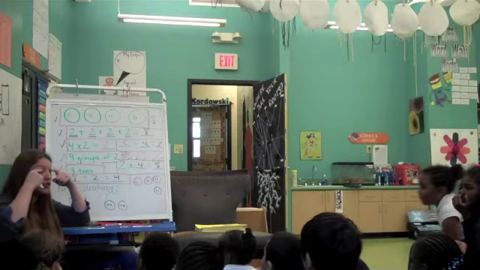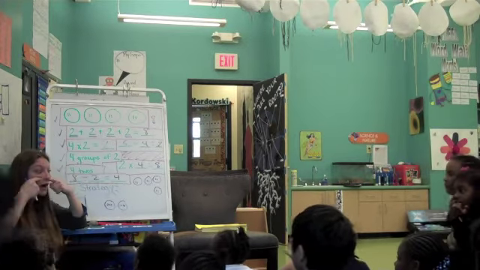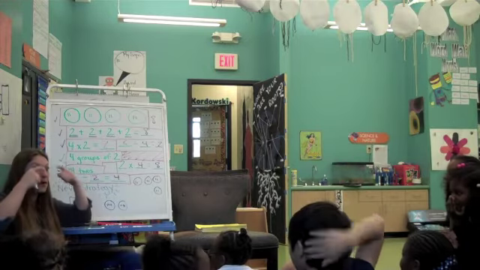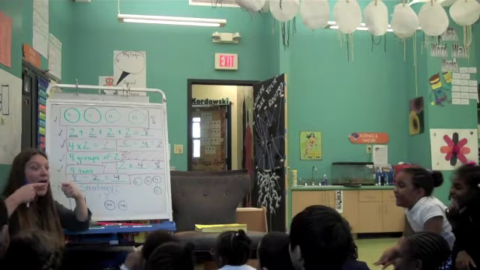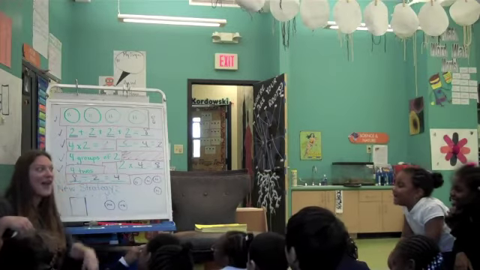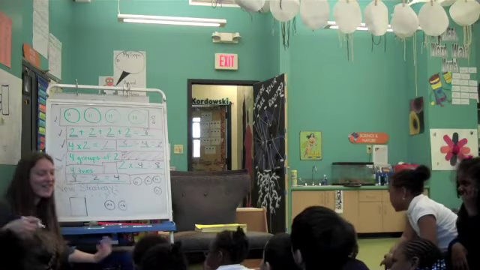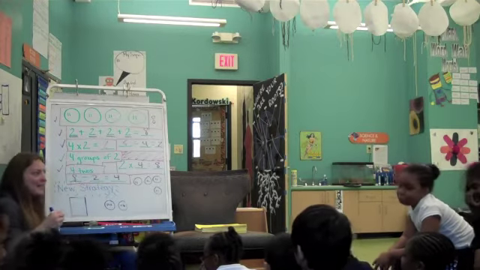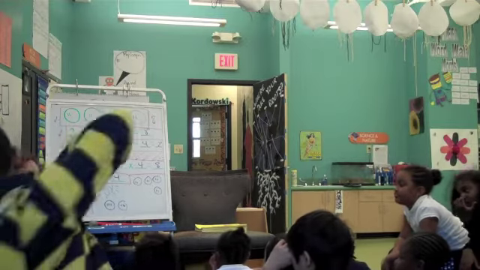It started with 2 eyes, and then it went to 4 eyes. Count with me. Then it went to 6 eyes. Then it went to 8 eyes, and then it went to 10 eyes. Eyes come in pairs of 2.